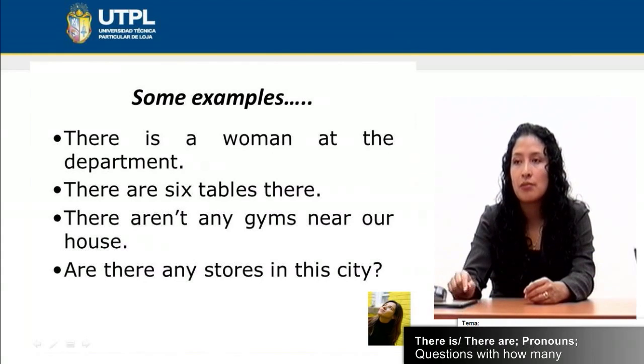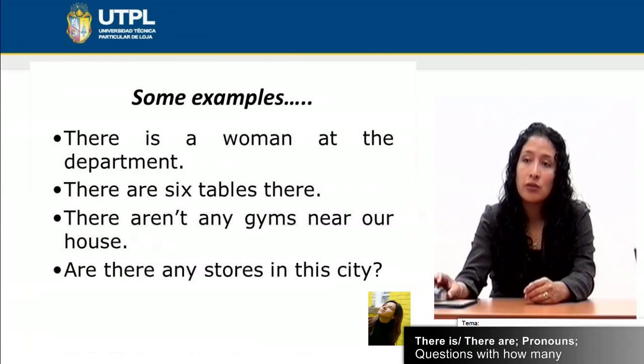If you remember in the previous slide and explanation, we were talking about a negative way of presenting this structure. So remember that there isn't or there aren't are a good way to express these structures in a negative way. And if you want to use them in questions, it is the same. You just have to follow the structure for questions, which means to use the verb at the beginning of the question. So, are there any stores in this city? Or I can say, is there a restaurant here?